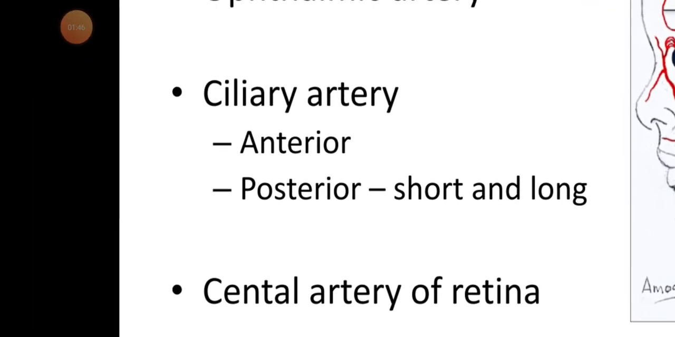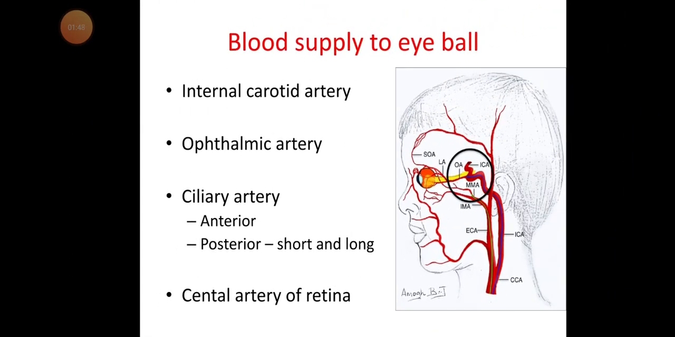So it means the internal carotid artery is the branch from the common carotid artery. The intracranial part of the internal carotid artery gives the branch known as the ophthalmic artery. When this ophthalmic artery reaches the eyeball, it is divided into major branches. They are called the anterior ciliary arteries and the posterior ciliary arteries.